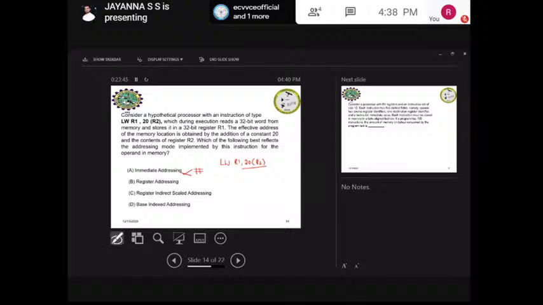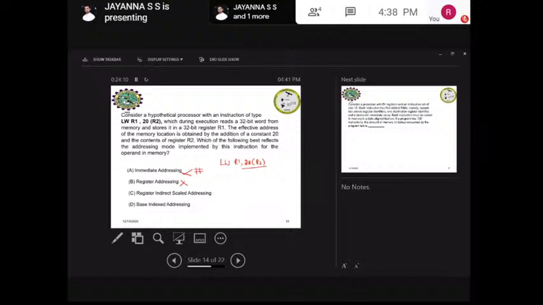Next, the second option is register addressing mode. We know that in register addressing mode, both the destination operand and the source operand should be registers. In this example, R1 and R2 are registers, but there is a constant or scaling factor 20 present in the instruction. Therefore, it cannot be register addressing.